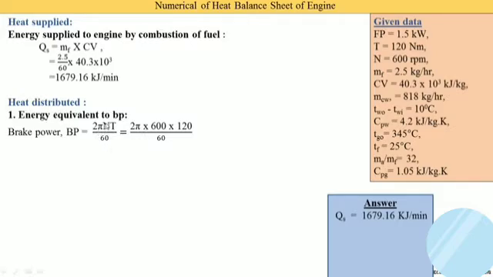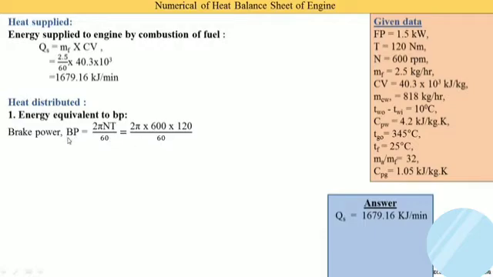So here, 2 pi, what is N given? It is 600 rpm, so here we write 600. What is the torque? That is 120 Newton meters, again divided by 60. Then the answer comes in seconds. If we do not divide by 60, then the answer is by default in minutes.